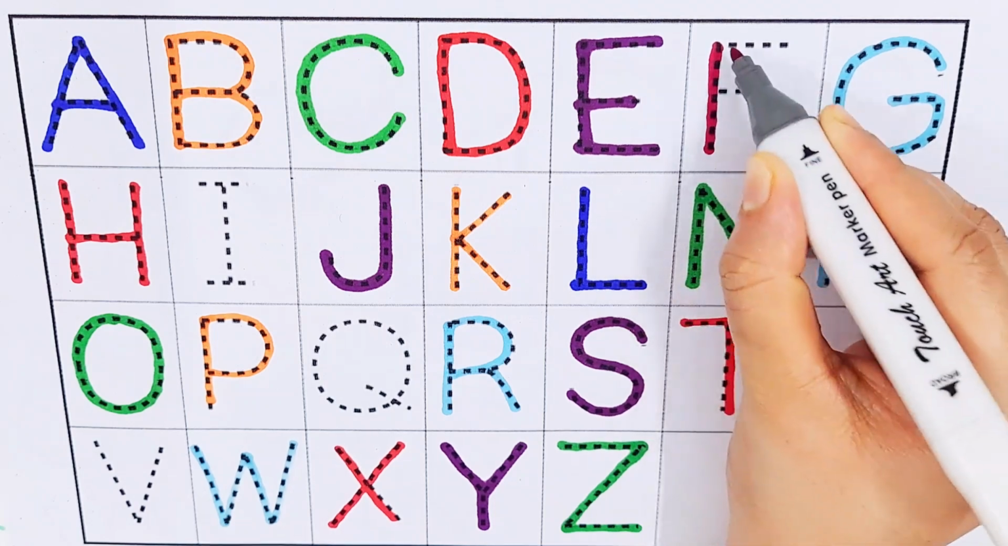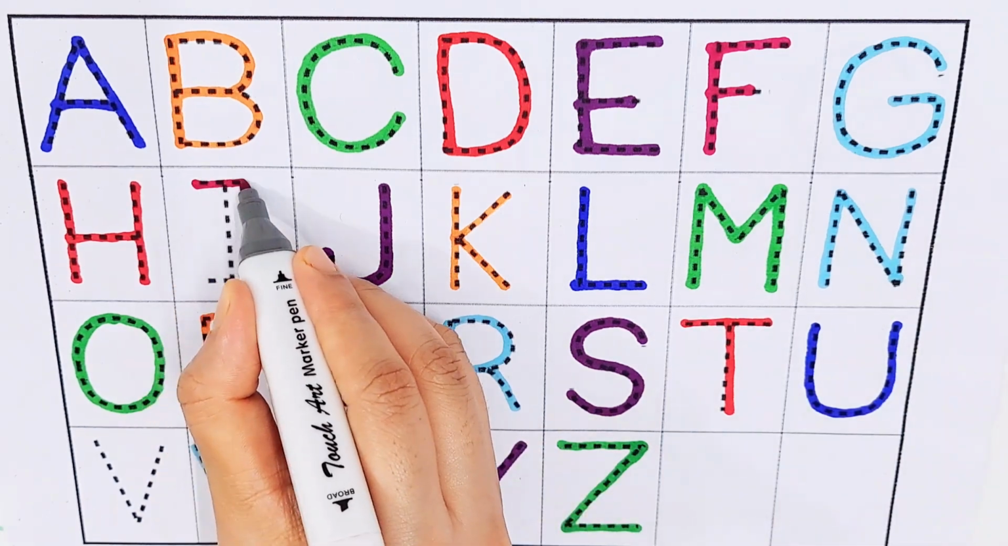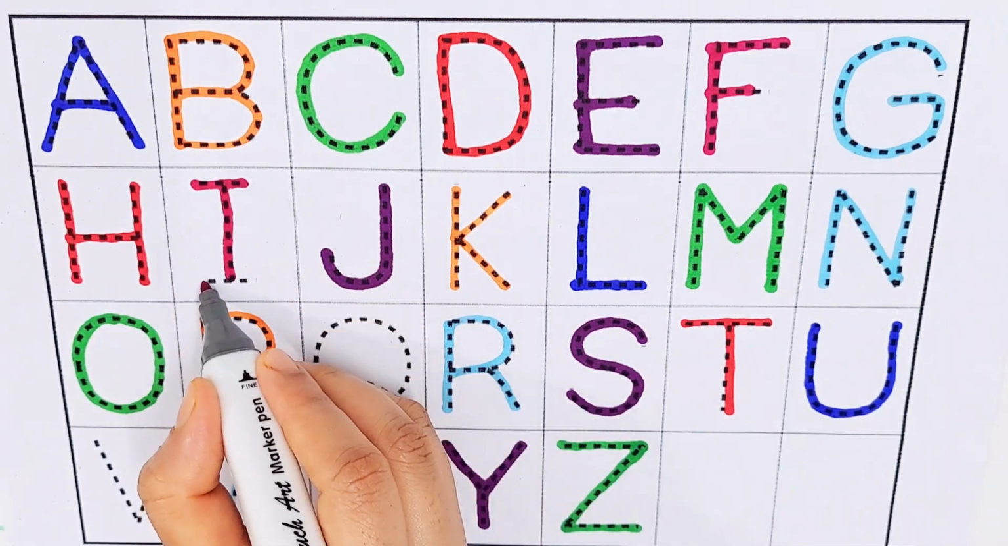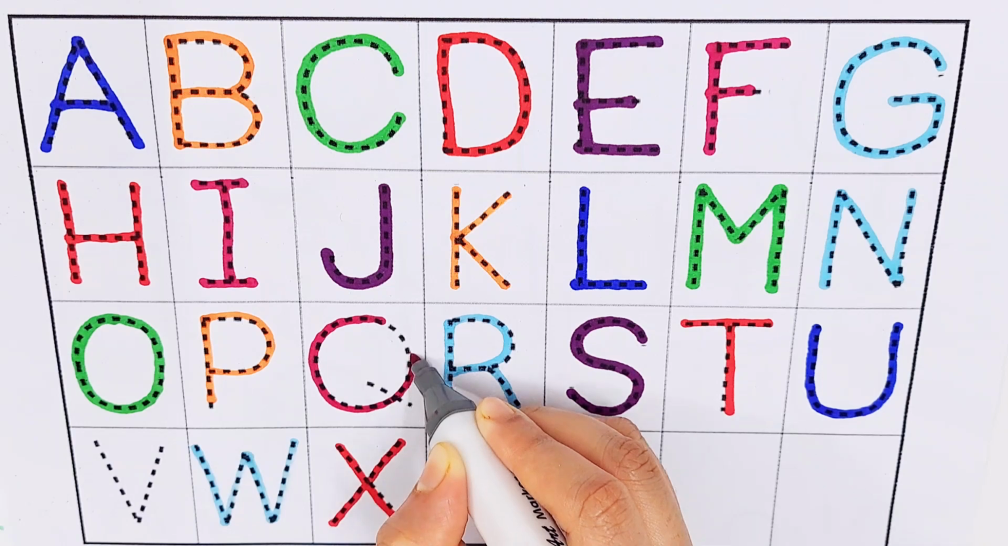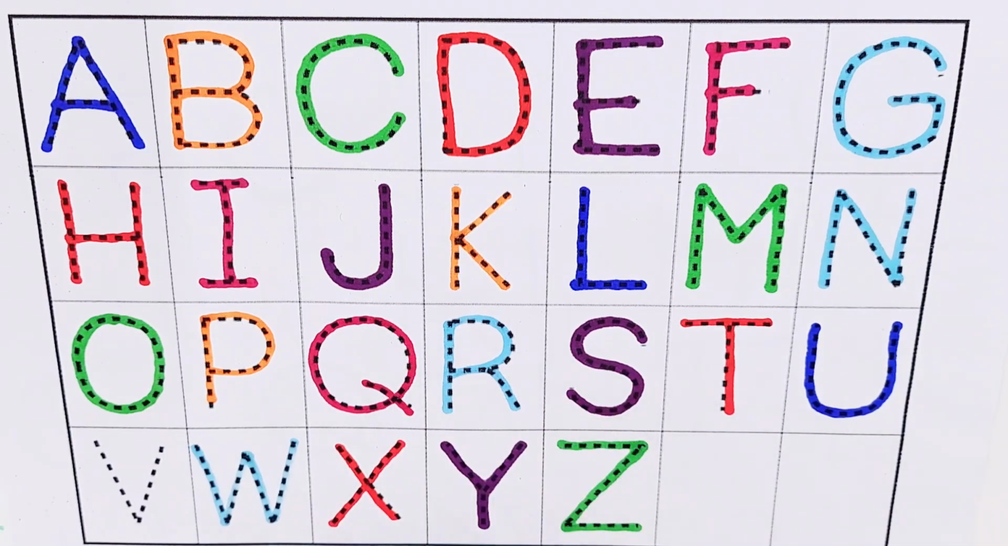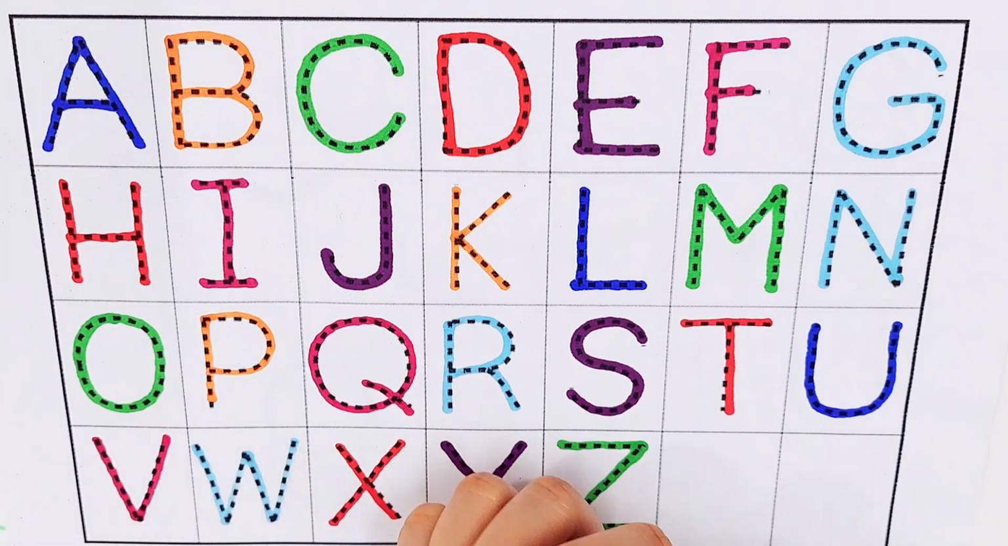Purple color. F for fruits. I for ice cream. Q for queen. V for vanilla.